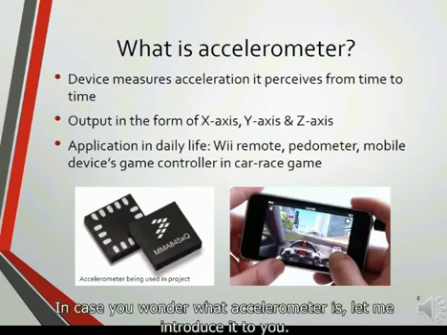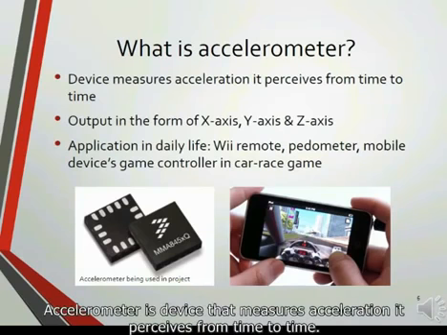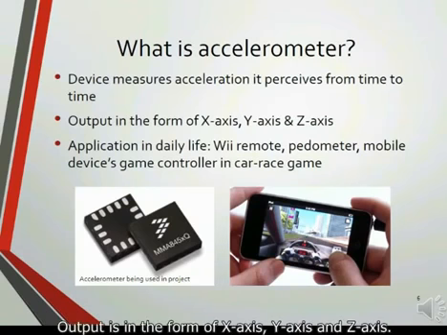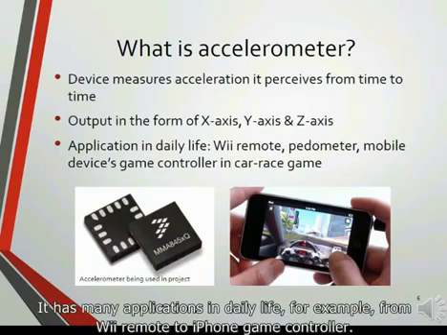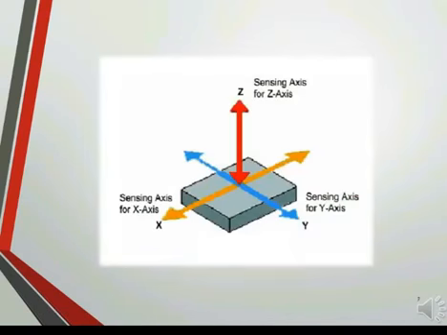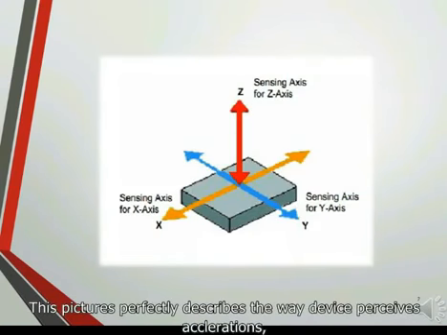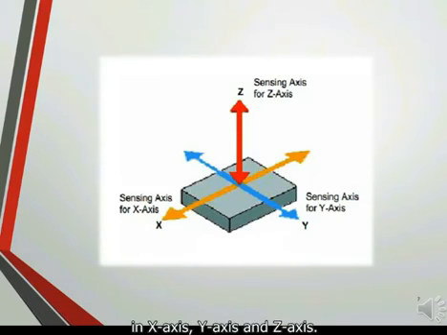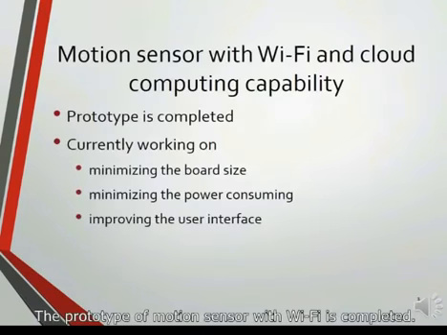In case you wonder what an accelerometer is, let me introduce it to you. An accelerometer is a device that measures the acceleration it perceives from time to time. Output is in the form of x-axis, y-axis, and z-axis. It has many applications in daily life, for example, from the Wii Remote to the iPhone game controller. This picture perfectly describes the way the device perceives acceleration in the x-axis, y-axis, and z-axis.